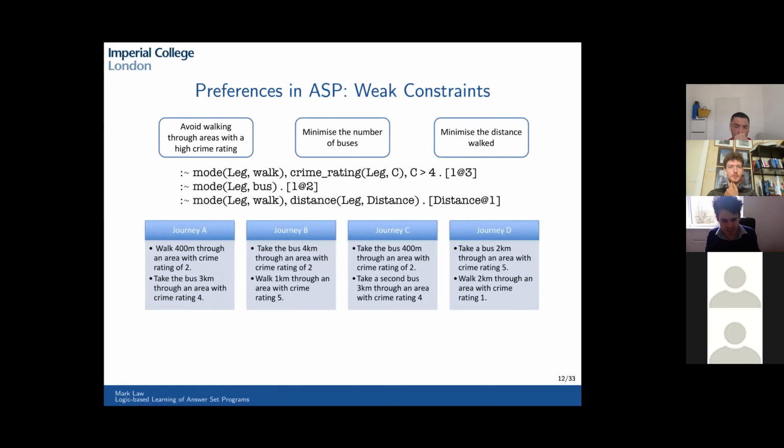Okay, so that was the first extension. The second extension I want to talk about is weak constraints. So I mentioned these before. They give a preference ordering to the answer sets of a program.